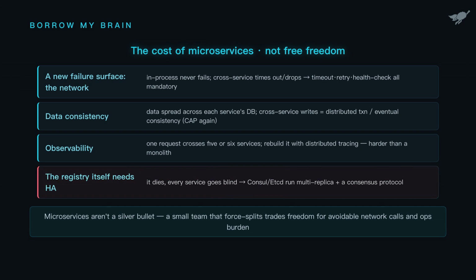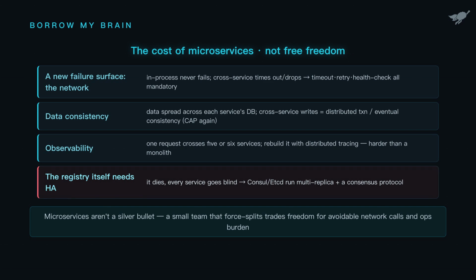Second, data consistency. Data is scattered across each service's own database, so the moment you want to change a batch of data across services, you slam into the hard bone of distributed transactions. Most of the time, the answer is eventual consistency, which loops us right back to the CAP episode. Don't reach for a distributed transaction at every turn.